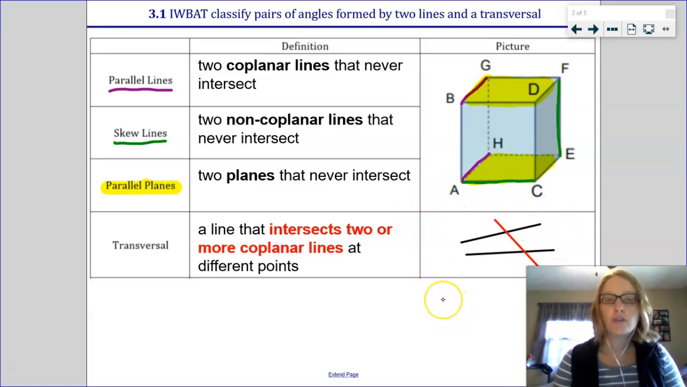Pause here to make sure you have all four vocabulary words and their definitions as well as your pictures labeled before moving on to the next page.